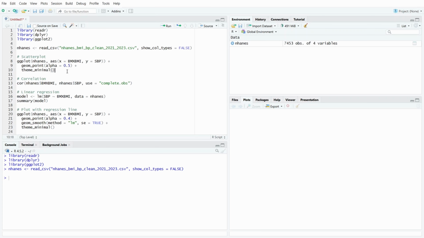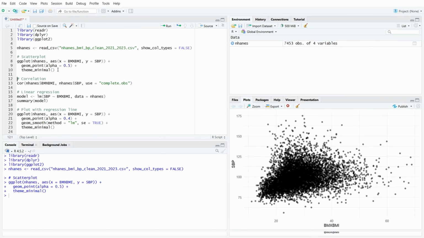On the x-axis, we place BMI. On the y-axis, we place systolic blood pressure. Each dot represents one person. This visual allows us to quickly assess whether there appears to be a relationship. If the points trend upward as BMI increases, that suggests a positive association, meaning higher BMI may be linked to higher blood pressure. The alpha equals 0.5 just makes the points slightly transparent, which helps when dots overlap. And theme underscore minimal gives us a clean, simple design.